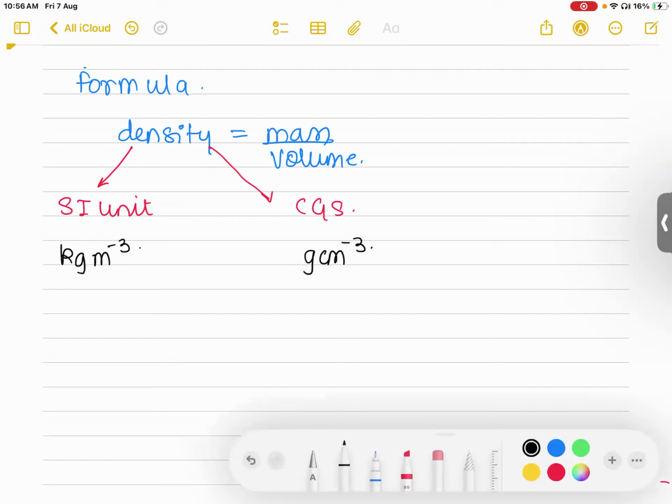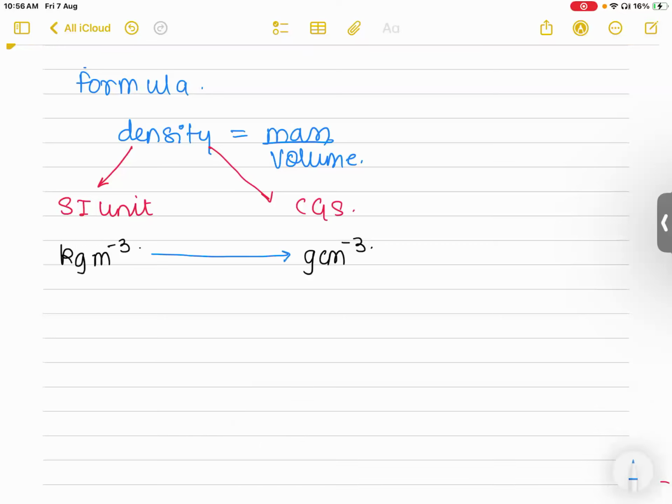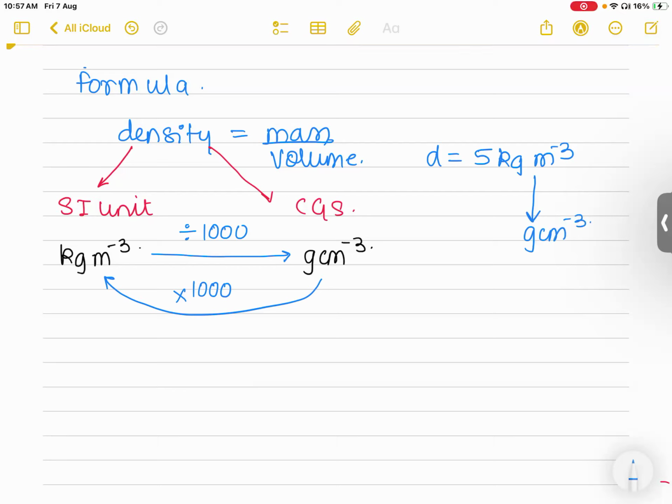Now, when I go from the SI unit to the CGS unit, that is from kg to gram, I am supposed to divide this quantity by 1000. If I go from gram to kg, students, I will multiply that physical quantity by 1000. For example, if they say that the density is 5 kg per meter cube, convert it into gram per centimeter cube. So I will take the magnitude of density and divide it by 1000. That will give me 5 into 10 raised to minus 3 grams per centimeter cube. This is the first category which you have to take care of.